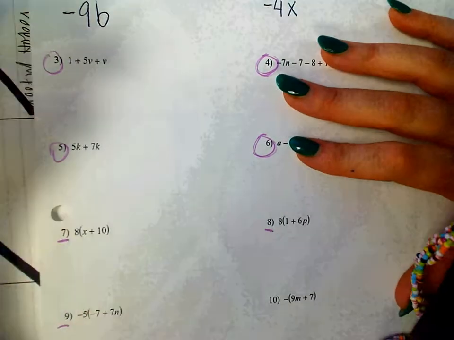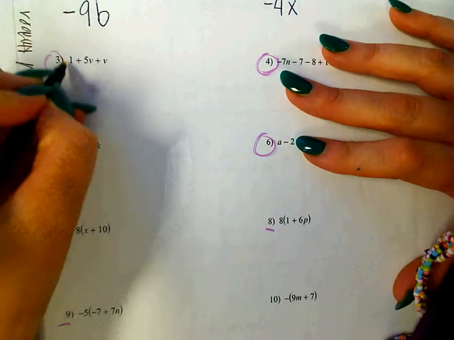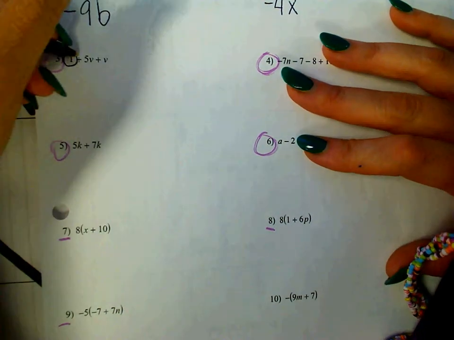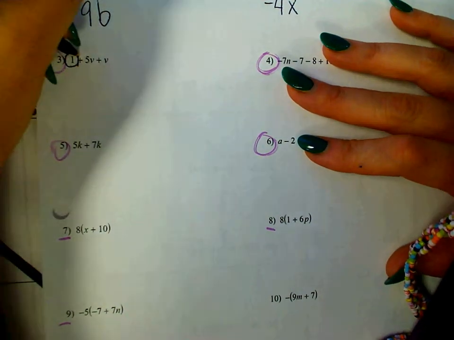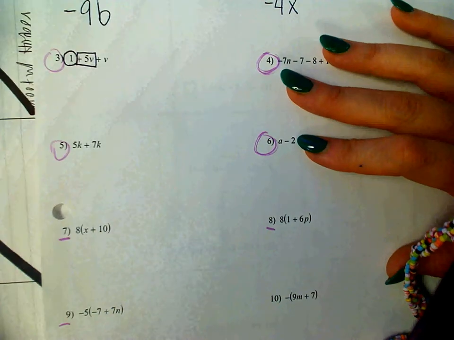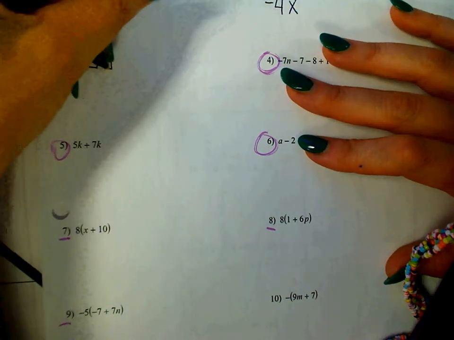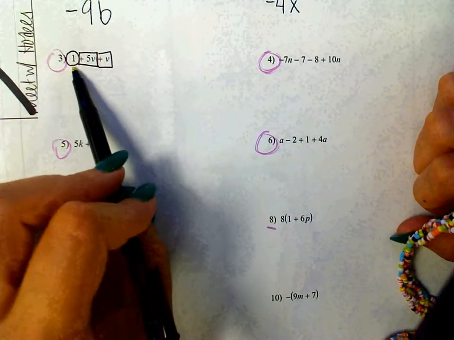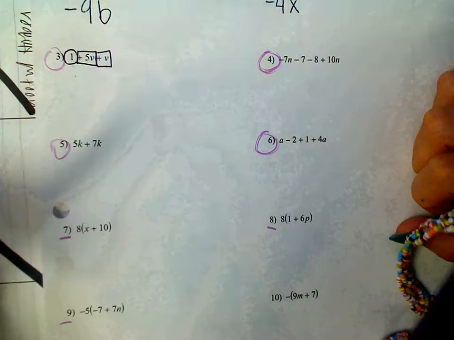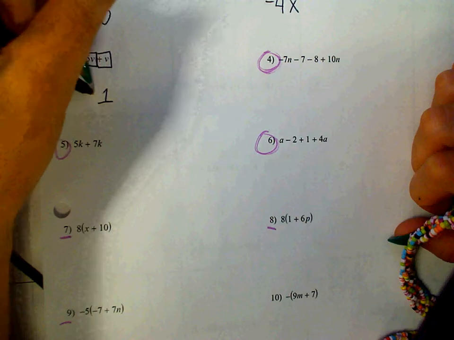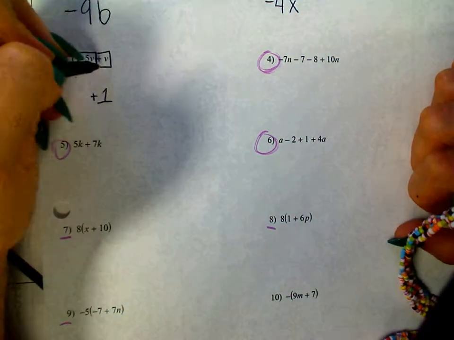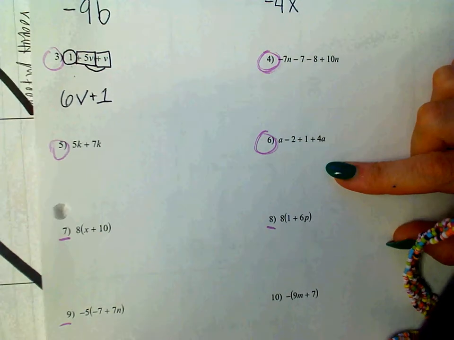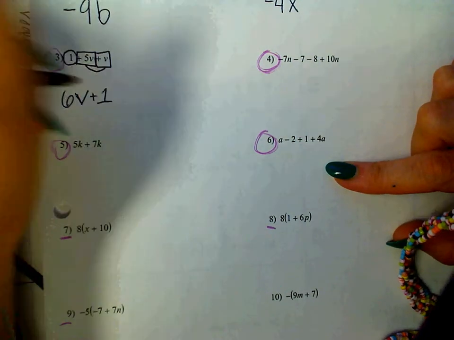Number 3, here's our first constant. So 1 is not a variable term, so it gets a circle. Positive 5v, variable term. Positive 1v, another variable term. So my constant is still going to be positive 1. I don't have any other circles to combine, so I'll just bring it down. And then 5v plus 1v is 6v. And that is your final answer.